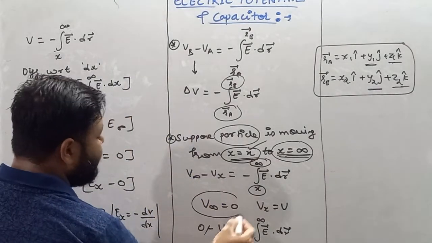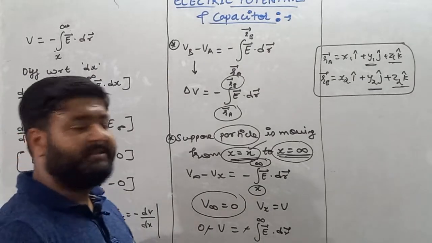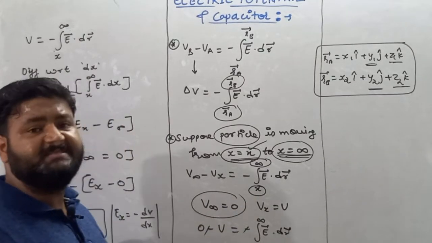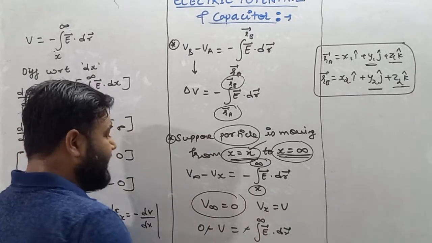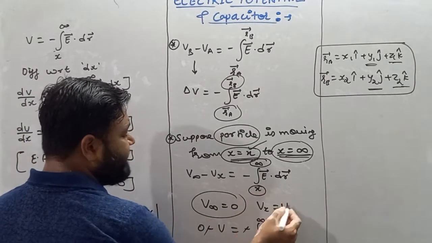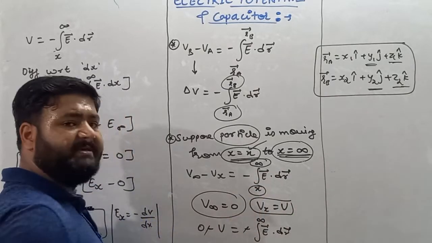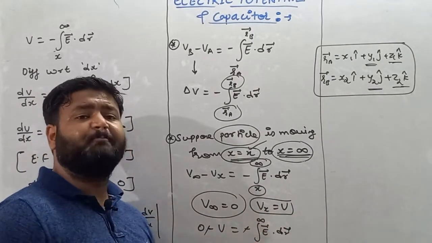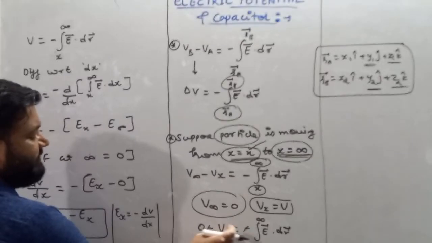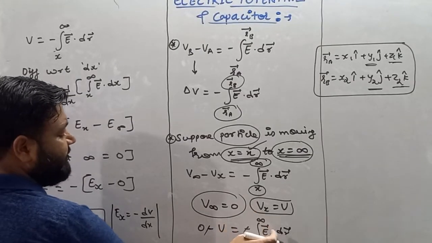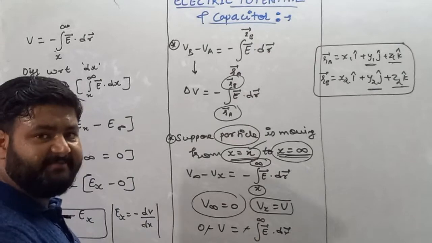We know that at the infinite point the value of potential is equal to 0. So V infinity can be considered to be 0, and let's suppose at point x the value of potential is V. So 0 minus V is equal to minus the integral from x to infinity of E vector dot dr vector.